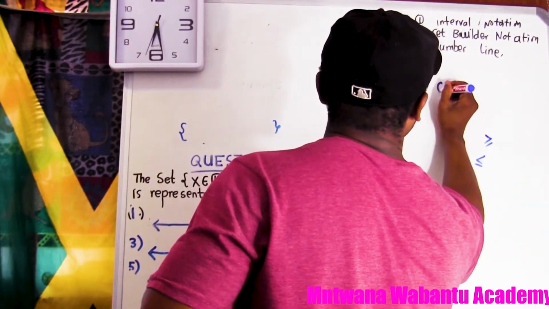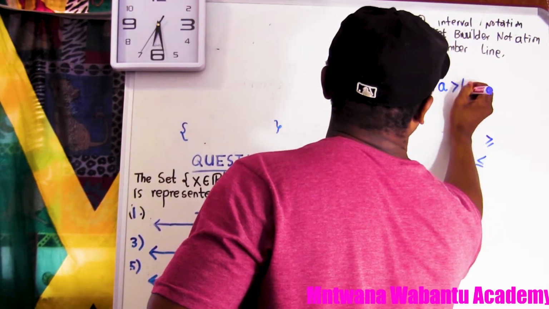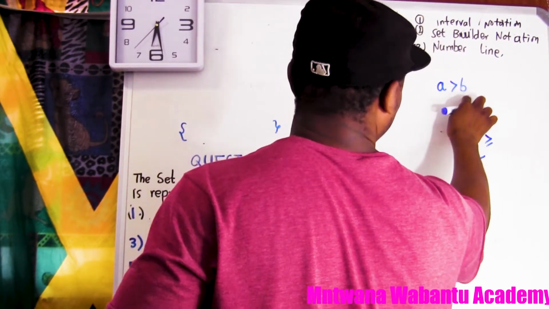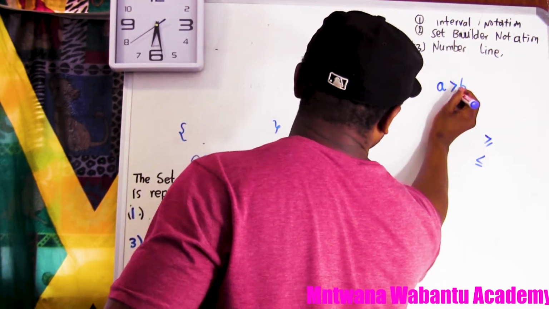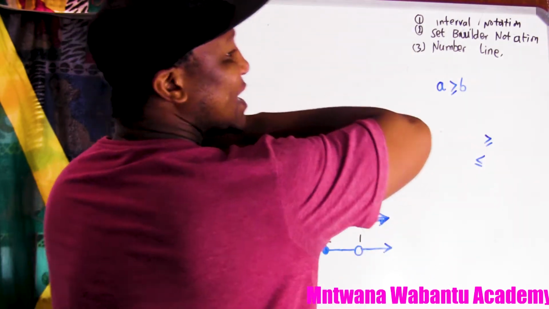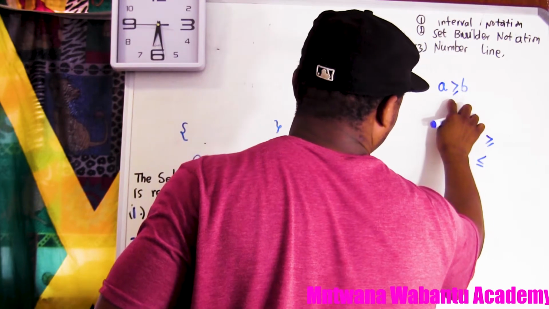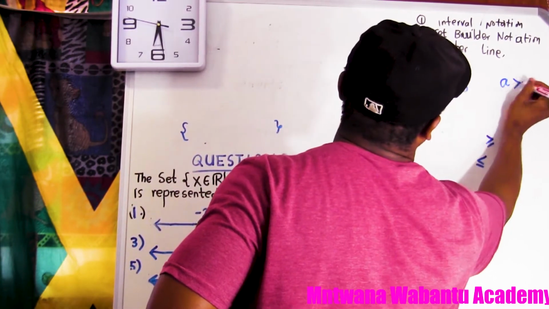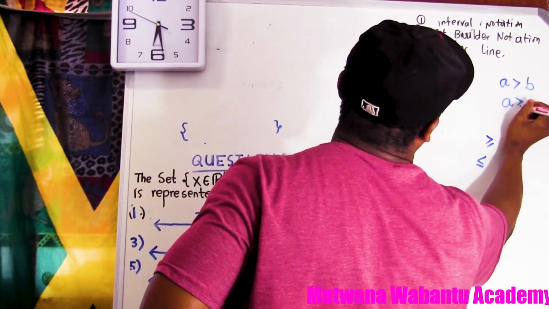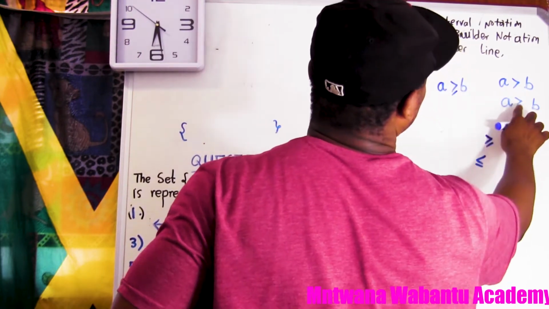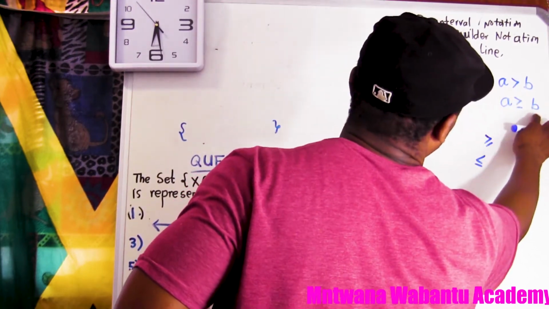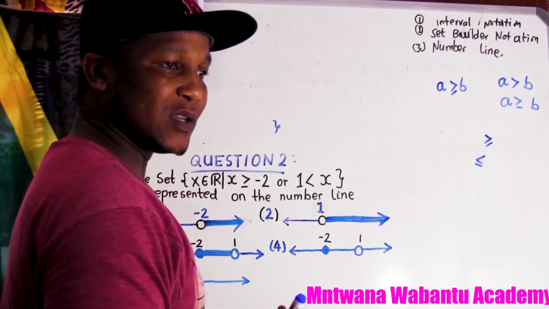So if I say A is greater than B, it means A is bigger than B. But when you put this sign here, it means bigger or greater or equal, because there's an equal sign here. This is just greater. A is greater than B, but when you write this, you say A is greater or equal to B. You see what I'm saying?